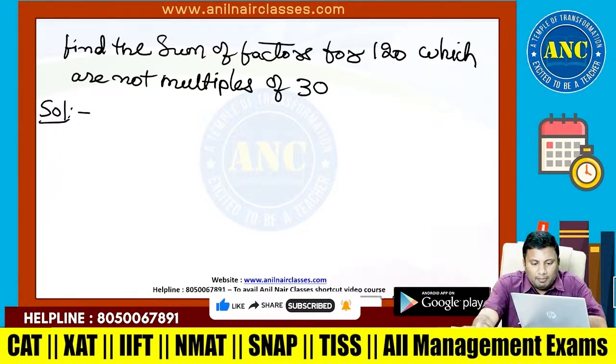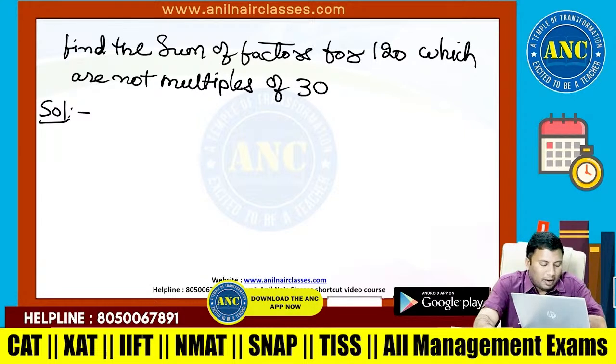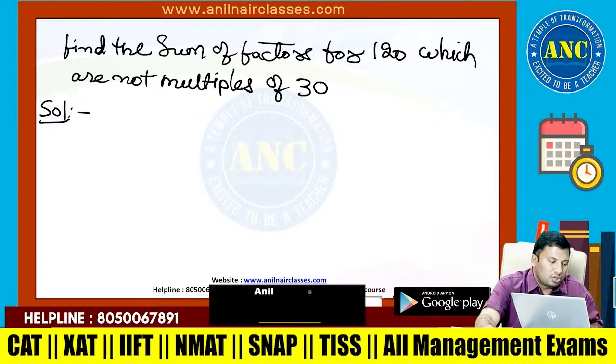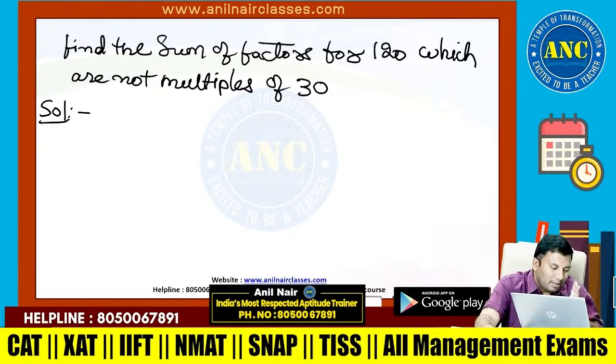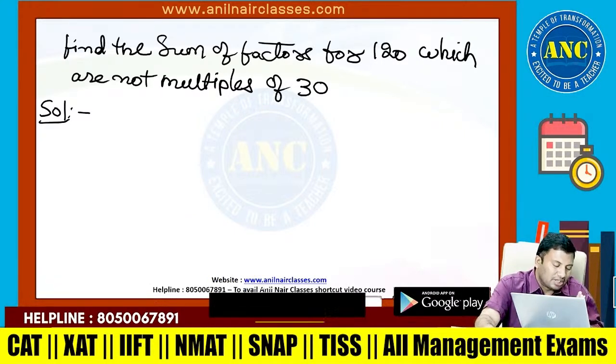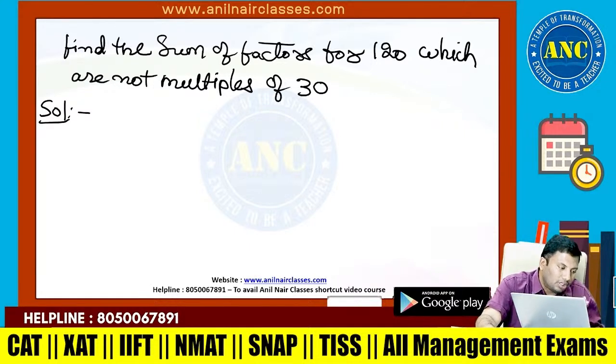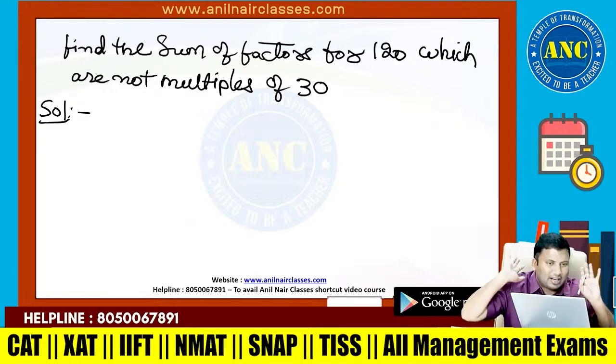Find the sum of the factors for 120 which are not multiples of 30. Suman, Anup Singh, please watch the entire class. Climax only I will tell it. Please don't waste my time. Don't waste your time also. If you are restless, if you don't want to listen to the class, it's perfectly okay with me. At the end only I will discuss.